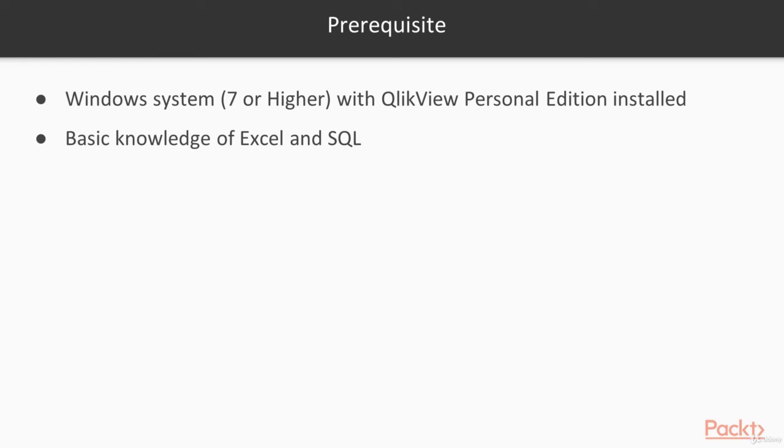Now let's see the prerequisites. The prerequisite is that ClickView needs a Windows system, and for that you need at least Windows 7 or higher, so that you can get the best output from your ClickView dashboards.